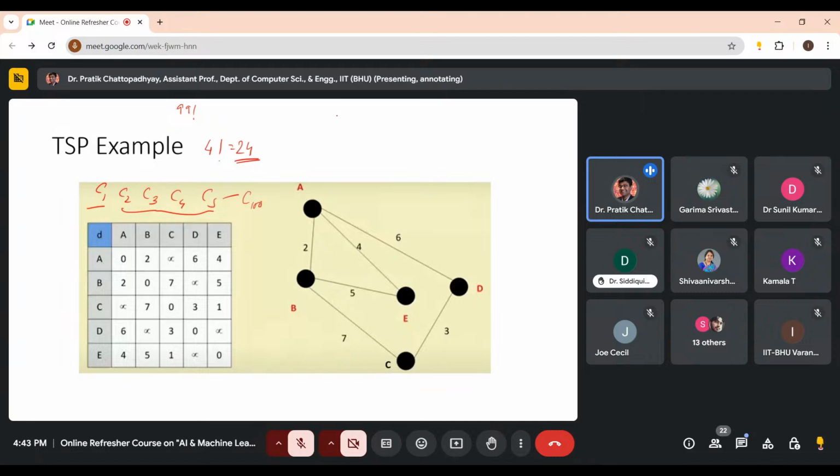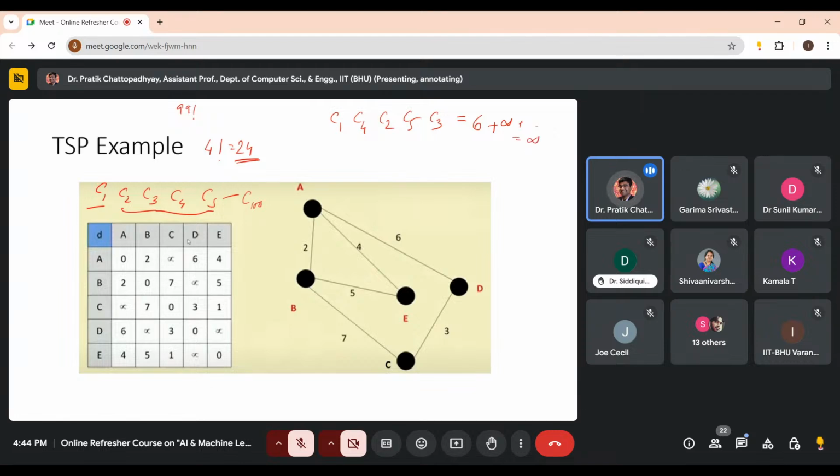Let's say after C1 I am visiting C4, then C2, then C5, then C3. So let's say this is one of the orderings. What is the total distance traveled here? C1 to C4, so A to D distance is 6, plus C4 to C2, D to B. D to B distance is infinity, so the distance is very high.